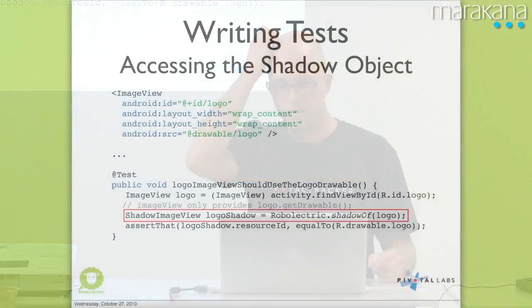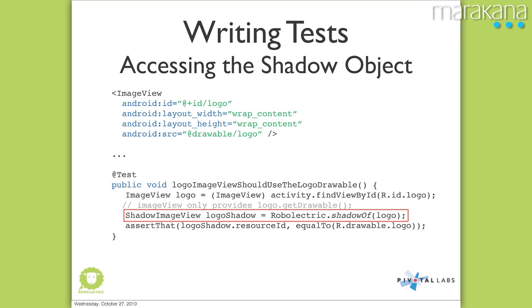So what we can do is expose the shadow. So suppose in our layout we had an image view and we applied a logo drawable in our source tag there. What we've done here inside the red box in our test, we've said, Robolectric, I'd like to get reference to the shadow delegate object that's backing this image view, and I'd like to be able to find out what is the resource ID on this image view. And then we can assert that it equals the logo drawable that we assigned up in the layout.